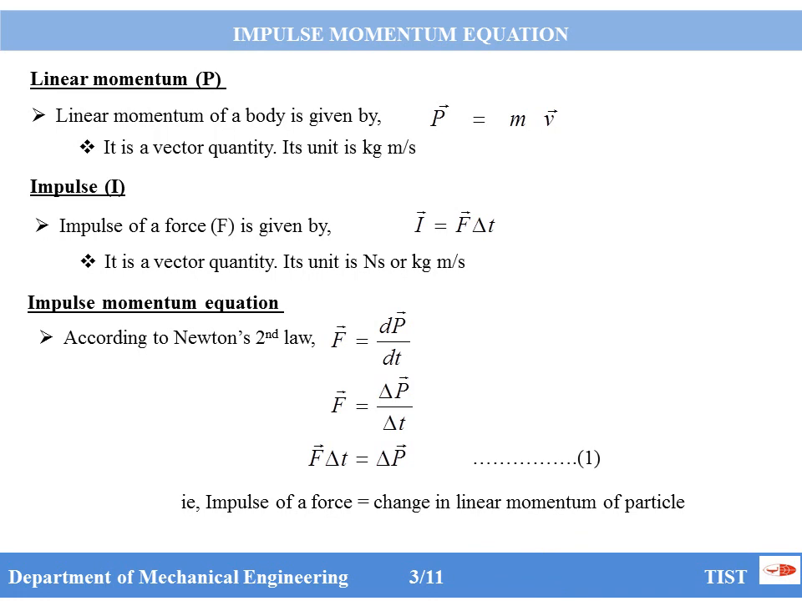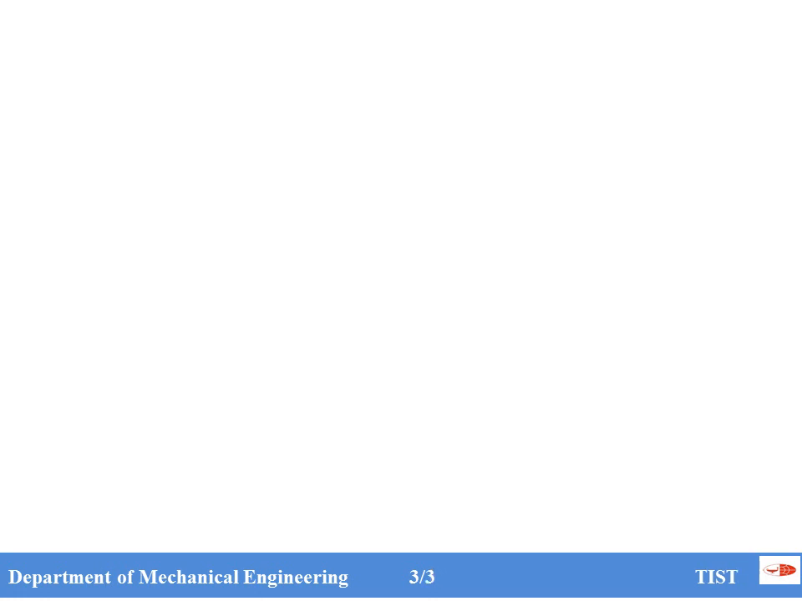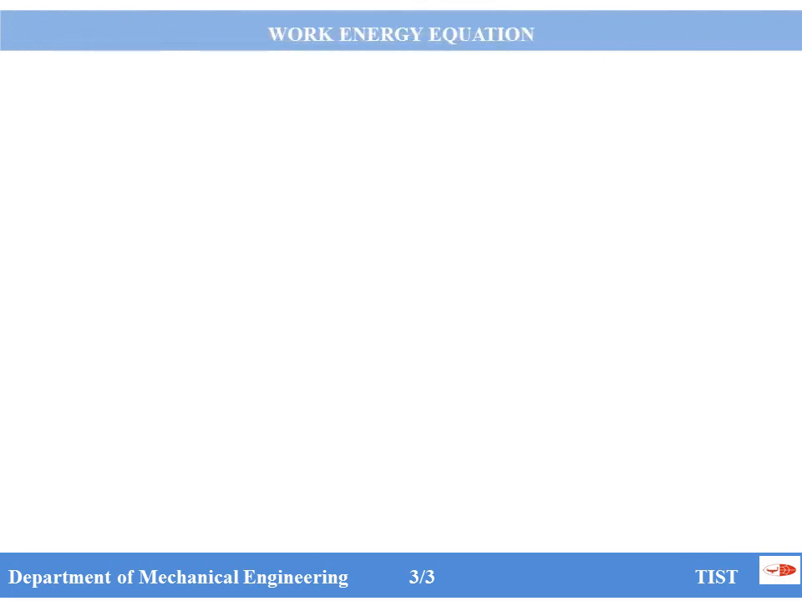So that equation 1 is the impulse momentum equation. So that's the concept of impulse momentum. You should remember the impulse momentum equation, F delta T equal to change in momentum. Now we go to the next concept used in dynamics, which is the work energy equation.